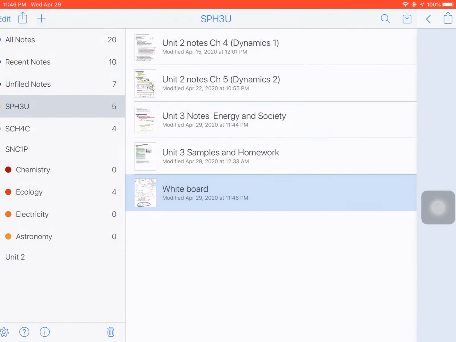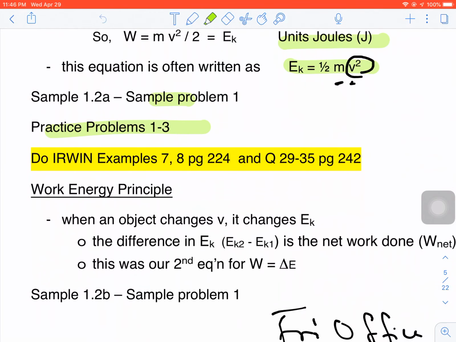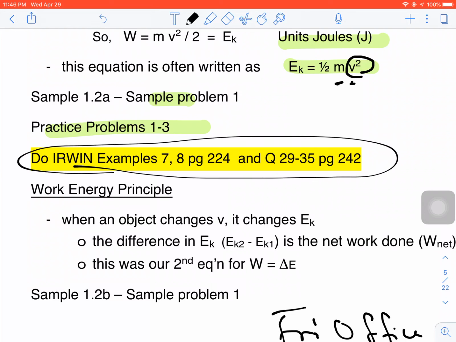Okay, the second question that I left you with from the homework: I also left you with all these questions in our textbook, and I suggested that you do 7 and 8 first because they're solved for you, and then go and do these 7 questions on page 242 in our book.